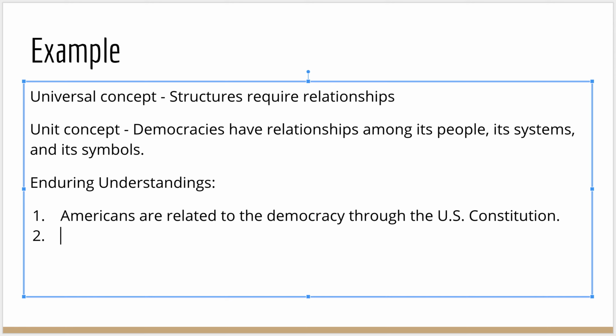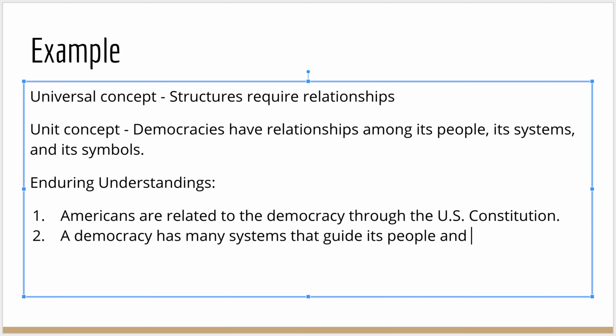How can they be related? How can systems be related? A democracy has many systems that guide its people and the inner workings of a government. Okay, but still let that one rest. I'm just going to dump out my ideas first. And then finally, democracy related to symbols.